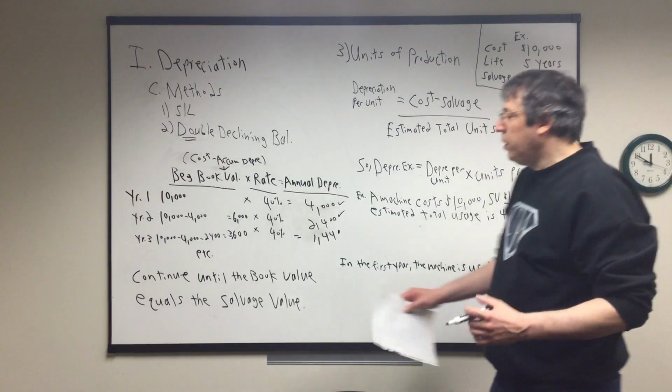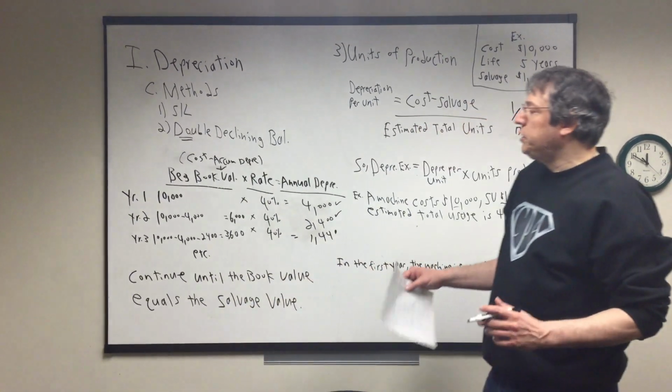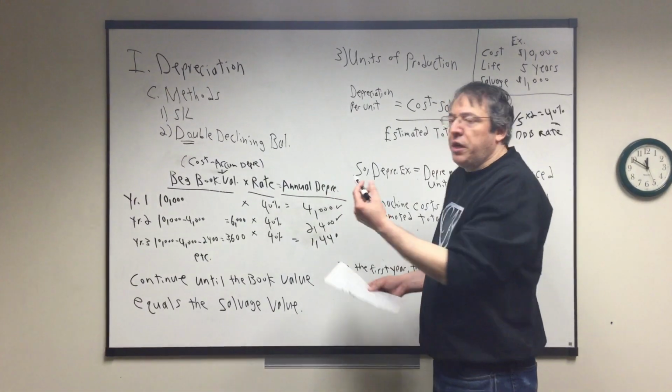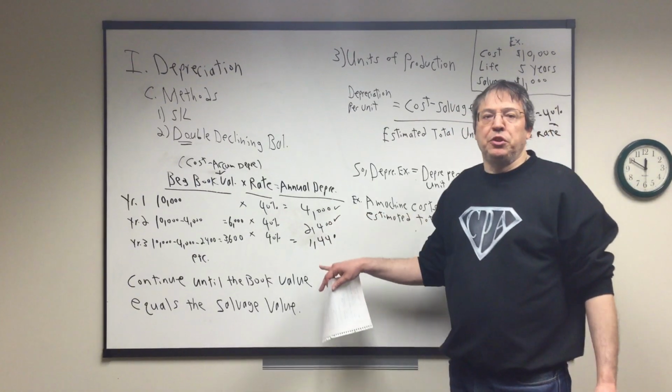So I made a note here. Continue until the book value equals the salvage value. So in our example, the salvage value was $1,000. So you would continue to depreciate it until you get down to $1,000. And you would do it in this fashion. And this is called double declining balance.